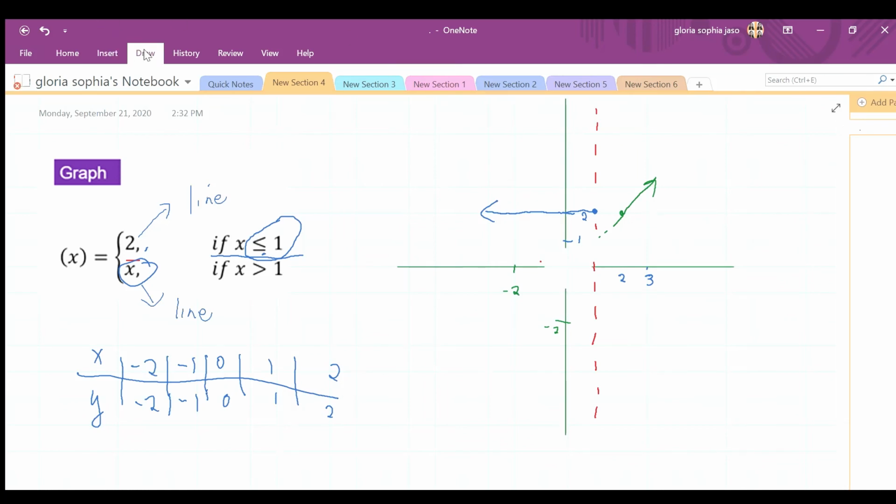Okay, balik tayo. So, green. Ayan. So, dito class, dito sa 1, 1, hindi kasama si 1. So, open hole lang tayo dito. Okay? So, ganyan yung itsura ng graph natin dito sa problem na to.